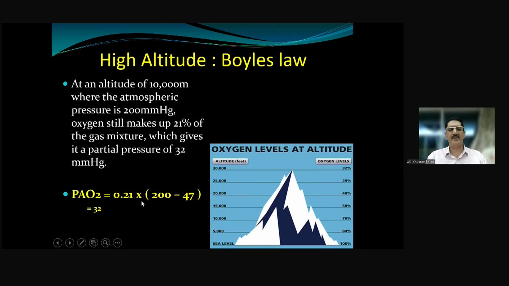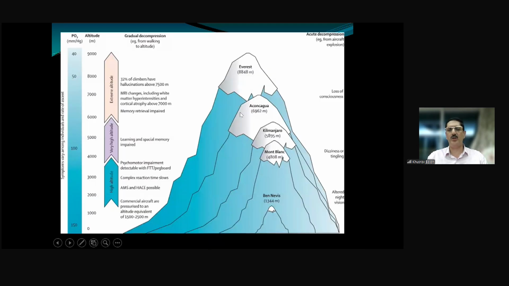And here you can see that the air will have 0.21 of oxygen, but the atmospheric pressure is only 200, and therefore the alveolar pressure will be 32 instead of 100, and therefore obviously the oxygen going to the patient will be much less at a high altitude. And this is just to know the main peaks. Mont Blanc is 4,800 meters. Kilimanjaro is about 6,000.